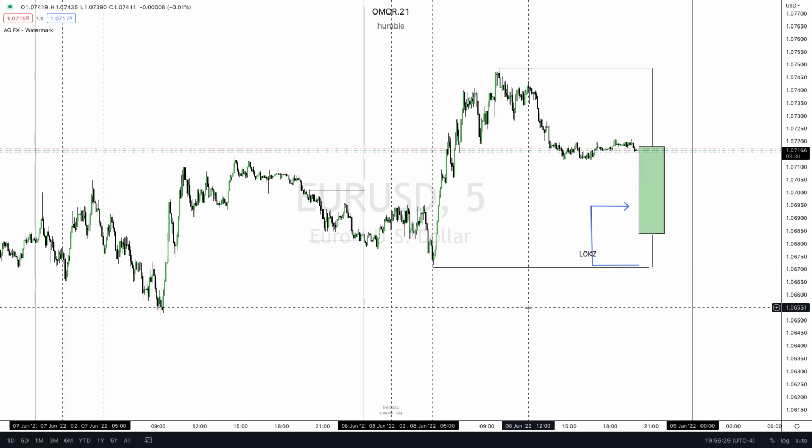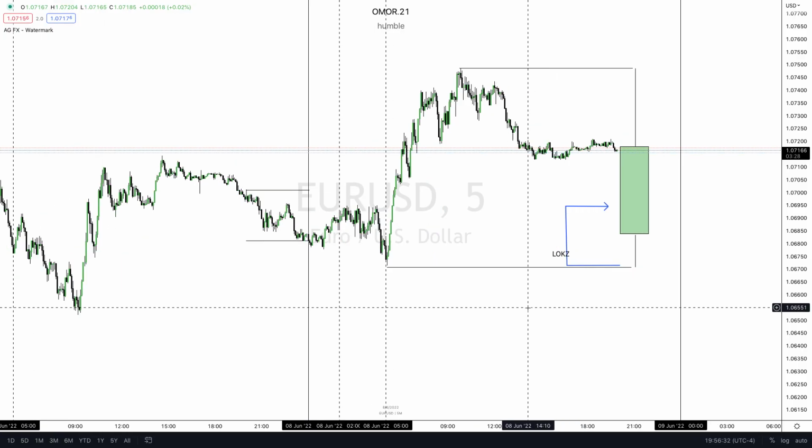Now, where is the low of the day likely to be? Using the same framework and same logic of the weekly expansion, where the opposite end of the range is going to be done early on in the week, it's true for the intraday as well.